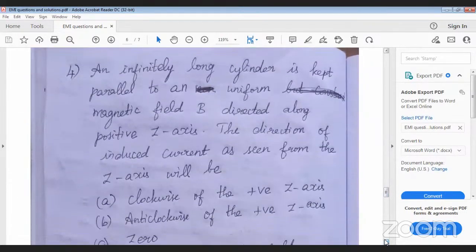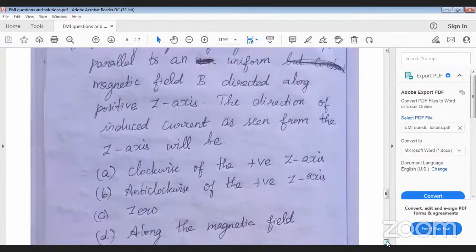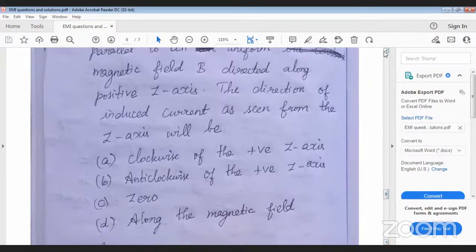Then question number 4: an infinitely long cylinder is kept parallel to a non-uniform but constant magnetic field that is directed along the positive z-axis. The direction of the induced current as seen from the z-axis will be. So you have 4 options and we need to choose the right option.